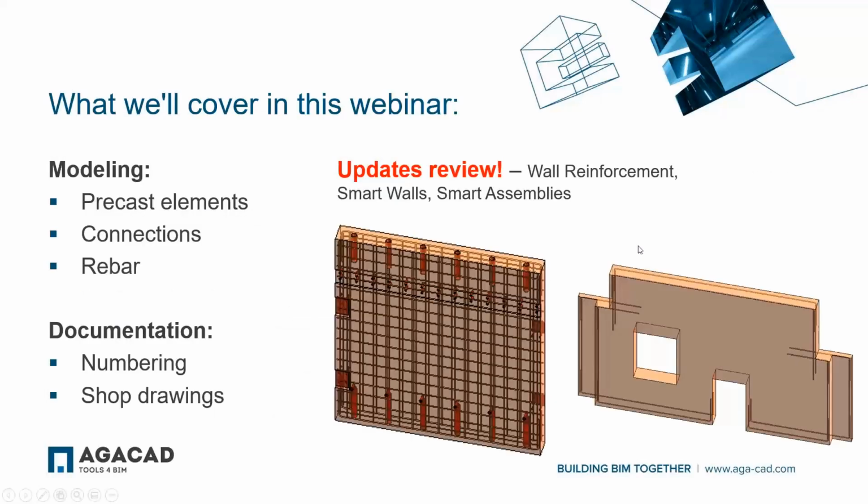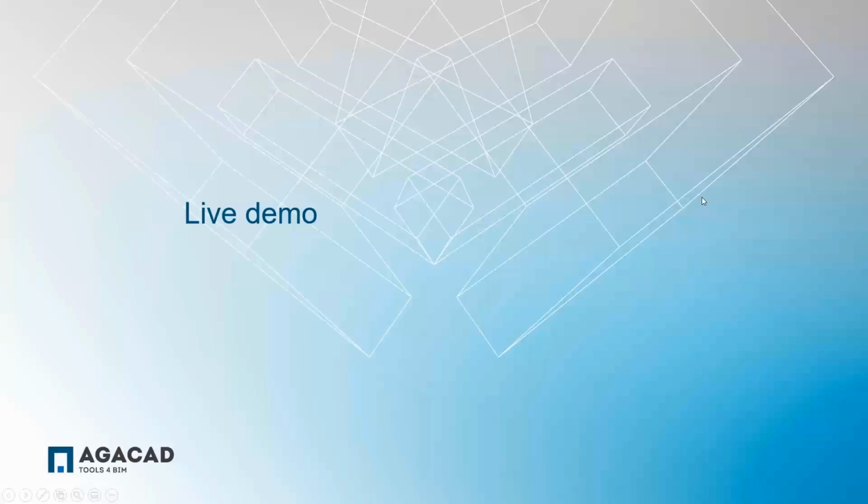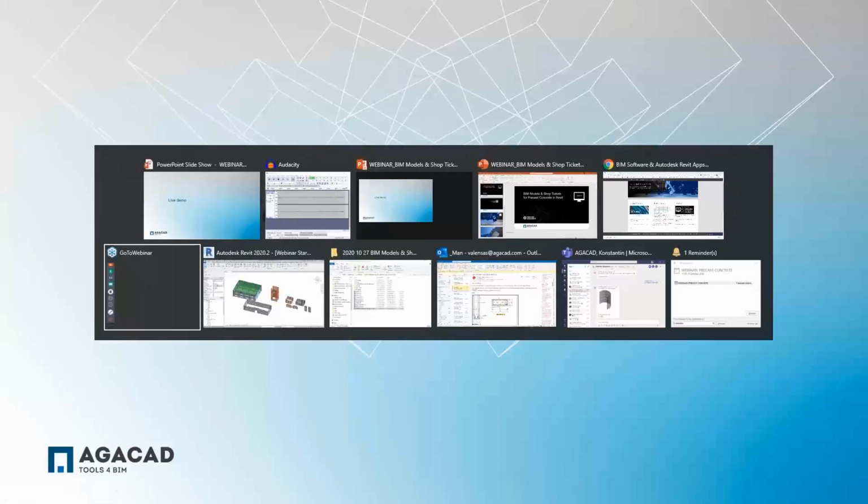What we'll cover in this webinar: we'll go through modeling of precast concrete connections, reinforcement on different elements, and also renumbering elements and creating shop drawings. Then we'll review some updates. Wall reinforcement was released, smart walls and smart assemblies will be released next week, but we'll take a look at them even today. All right, we switch now to Revit.